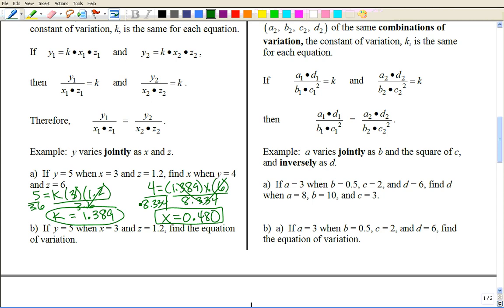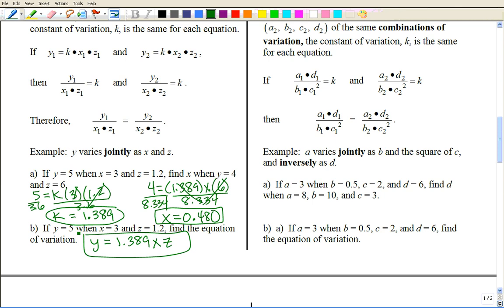Part B, if y equals 5 when x equals 3 and z equals 1.2, again, just the same information. So that means we have the same constant of variation. So to find the equation of variation, we just plug that k back in and just leave the x, y, and the z. So we'll have y equals, our k is 1.389 times x times z. So there's our equation of variation.